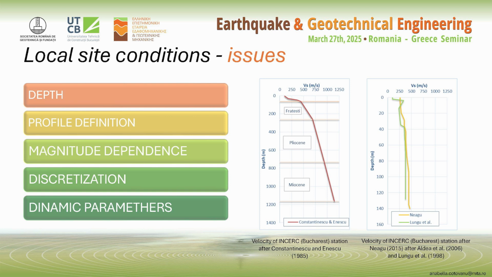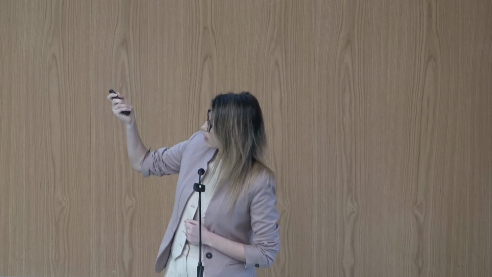Okay, so now I will discuss the issues about simulating local site conditions, and we will discuss the depth of the profile definition, because we have many definitions for the same site, the magnitude dependence of the response site, the discretization, and the dynamic parameters. The Cerc site was characterized through 3 profiles, as we can see here, one more than 1 kilometer long from Constantinescu and Enescu, and 2 profiles more than 100 meters long from Neagu after Ardea and Lungu.